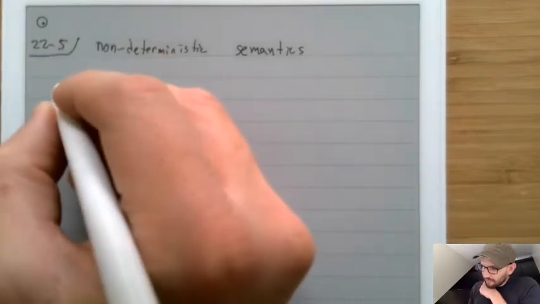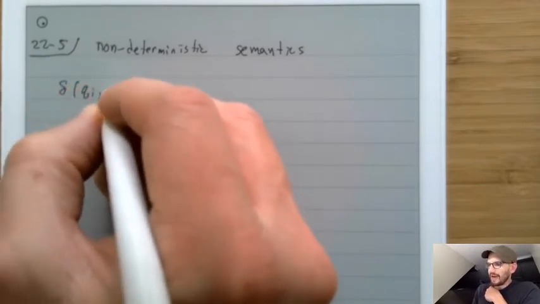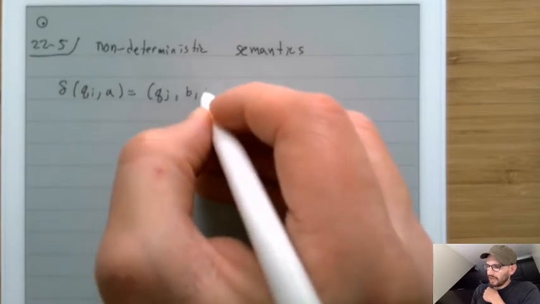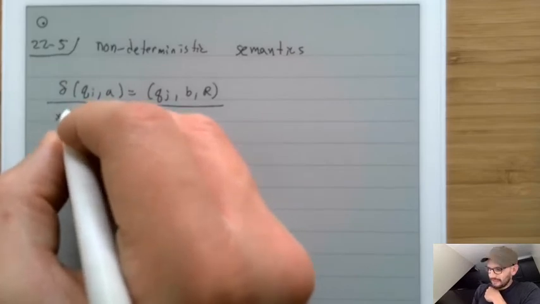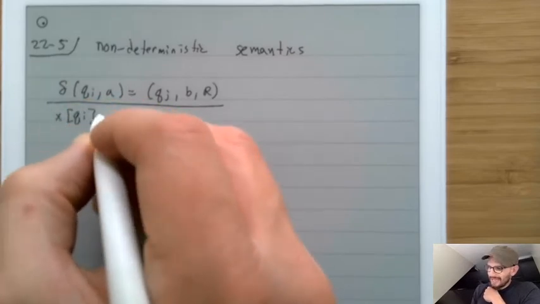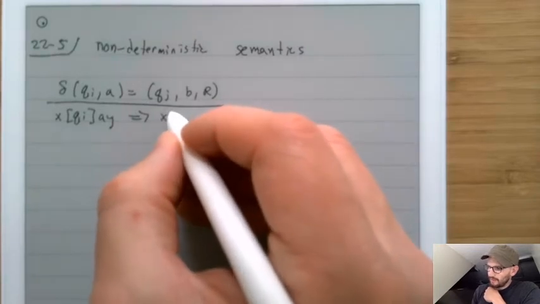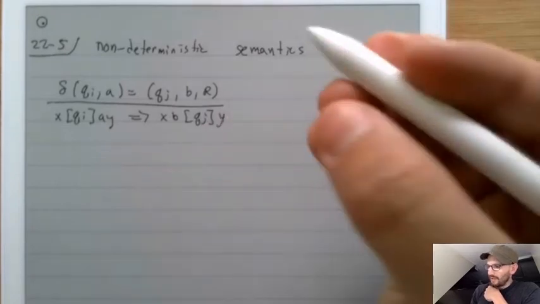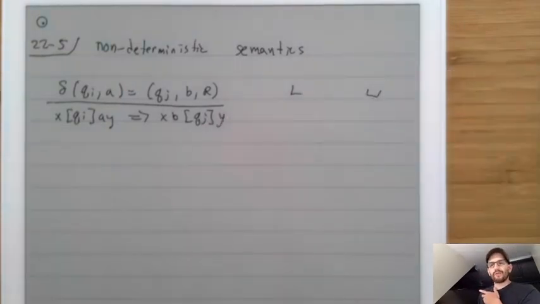It means that we have rules like the normal rules, that say that delta of Qi, a equals Qj, b, R. If that happens, then we can go from X Qi a Y to X b Qj Y, and then we'd have another rule for going left and another rule for adding blanks, just like normal. But then we're going to add 2 more rules.